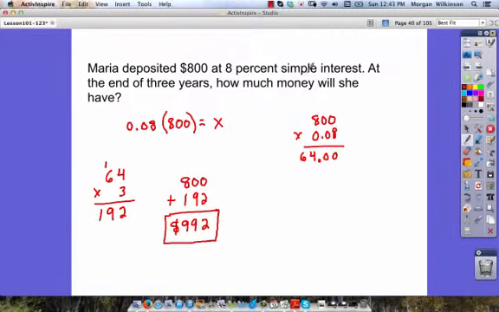The key here is that simple interest just means your amount stays the same, no matter how many years you do it. So it's always going to be $64 per year, and you multiply it by the number of years to help find your final answer. Let's look at our next example.